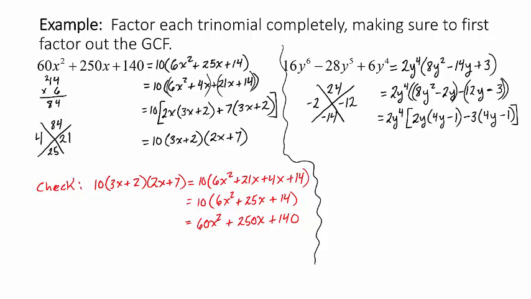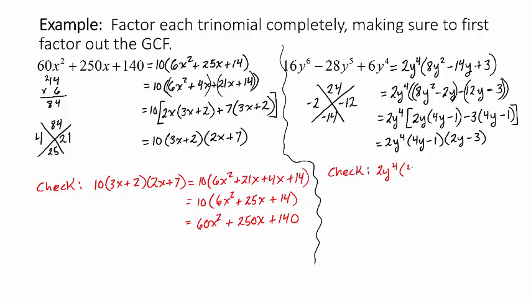Okay, so now let's look at where we are with the factor by grouping. Now we've got two terms that both have a 4y minus 1. So now we can pull out 4y minus 1 and 2y minus 3 will remain. Okay, so we've successfully factored this as 2y to the 4th times 4y minus 1 times 2y minus 3.